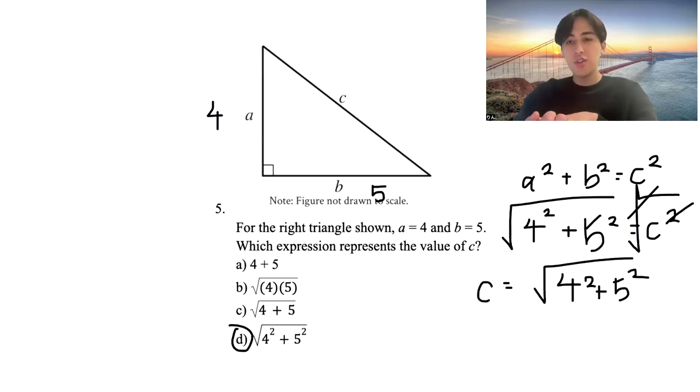So that's it. All you have to do is use this formula, A squared plus B squared equals C squared. Then plug in the 4 and 5 for A and B, then isolate the C. You do that by finding the square root of both sides. So the square root of C squared just cancels the squared out, leaving C equals the square root of 4 squared plus 5 squared, which is your answer, D.